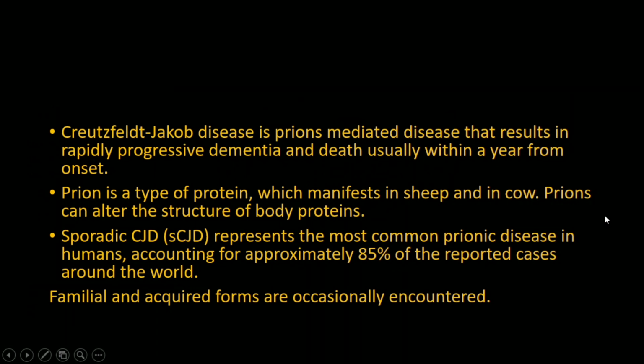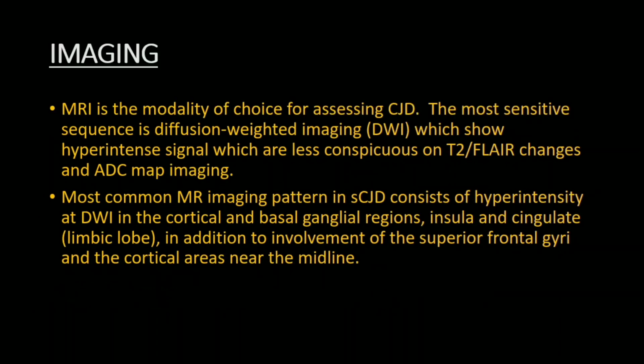Creutzfeldt-Jakob disease is a prion-mediated disease that results in rapidly progressive dementia and death, usually within a year from onset. Prion is a type of protein which manifests in sheep and in cow. They can alter the structures of the body proteins. Sporadic CJD represents the most common prionic disease in humans, accounting for approximately 85% of the reported cases around the world. Familial and acquired forms are occasionally encountered.